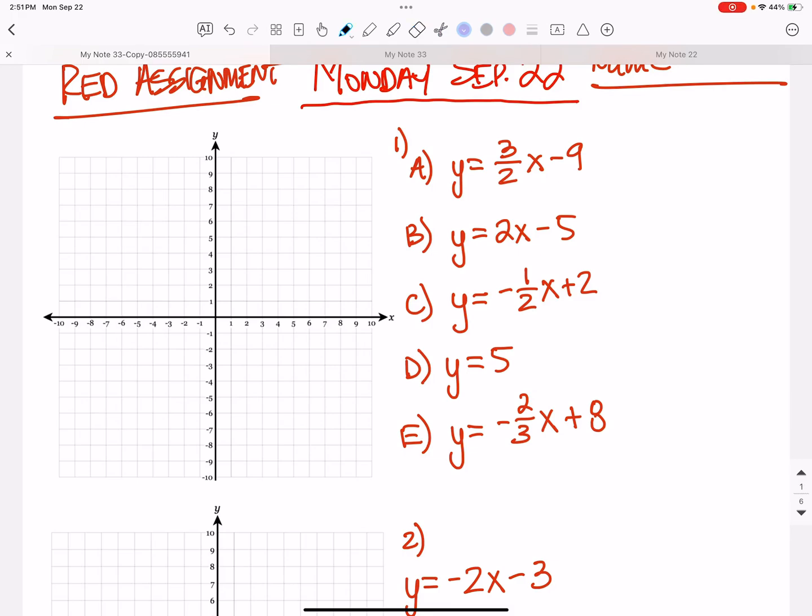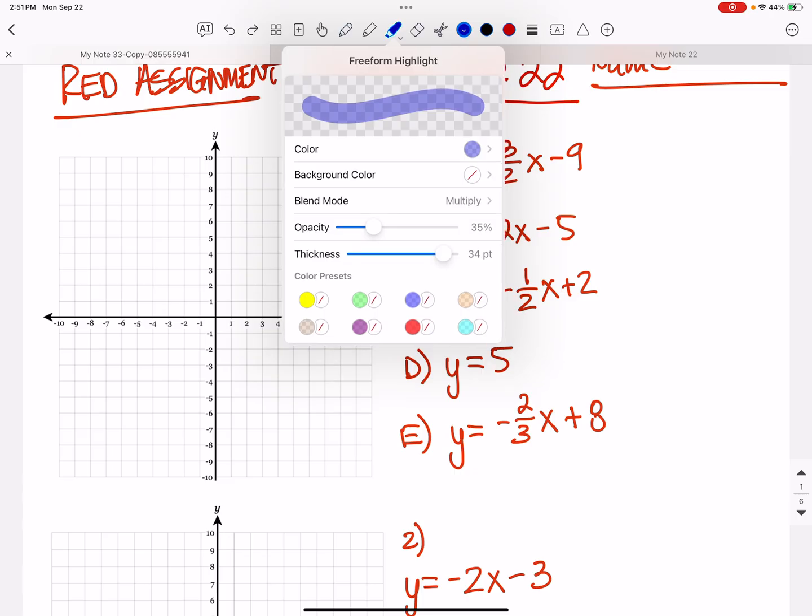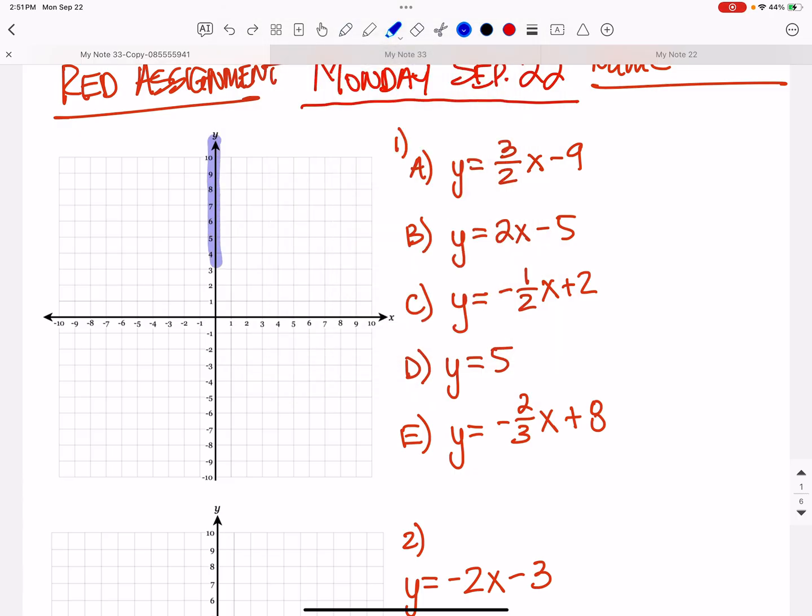All right, we have to go very fast because this is going to take forever. Okay, there's the most important line in all of graphing right there. So there's the most important line.